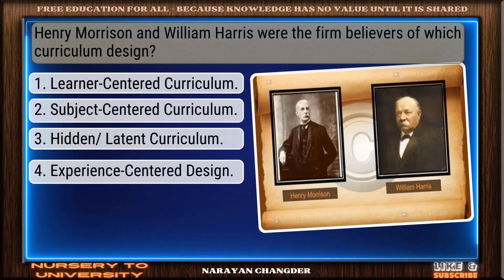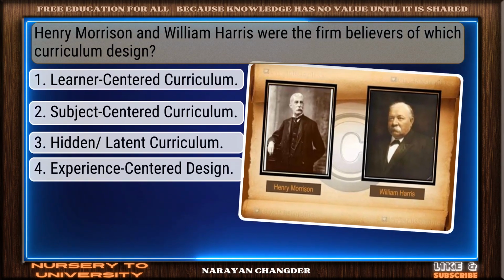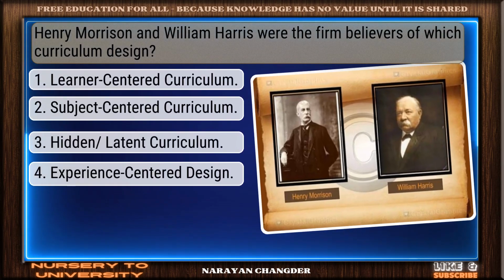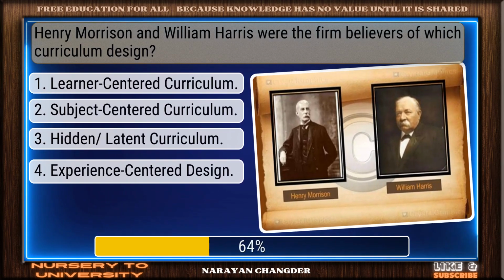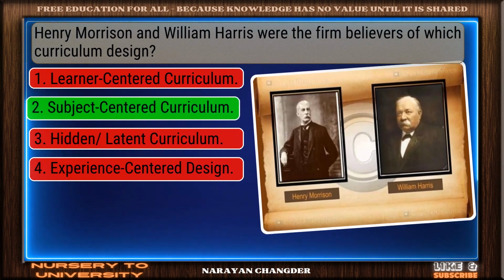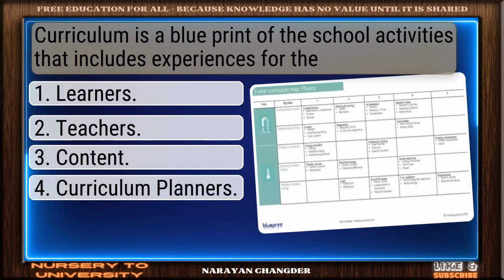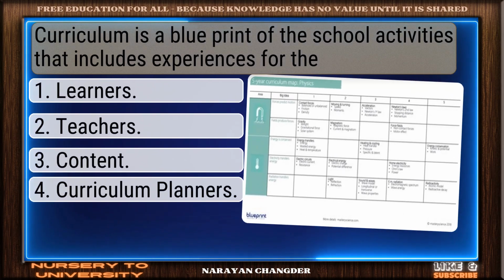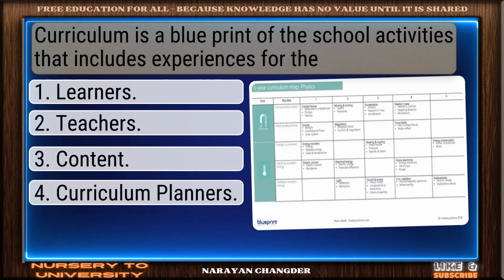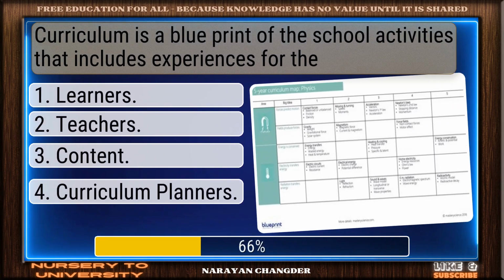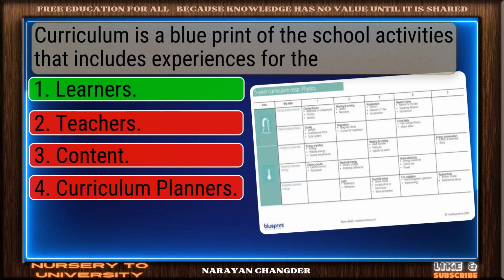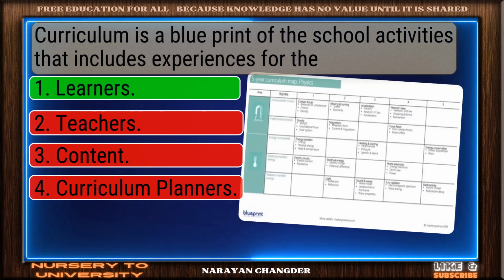Henry Morrison and William Harris were the firm believers of which curriculum design? Strong choice. Subject-centered curriculum is the right answer. Curriculum is a blueprint of the school activities that includes experiences for the... You got it. Your choice learners is right.